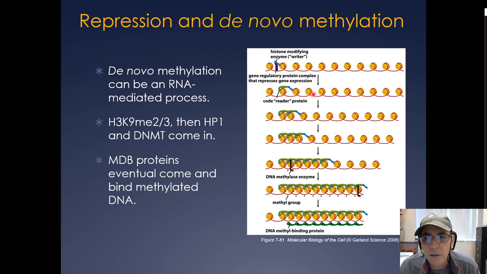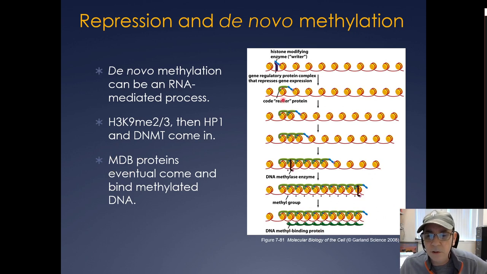Okay, so we sort of saw this with the RNAi-mediated heterochromatin, where you can have a histone reader-writer enzyme that can actually put on a heterochromatic mark, and then that can lead to spread, and then eventually the DNA methyltransferases will come in and add the methyl groups, and then you'll have methyl DNA binding proteins, or MBDs as they're called, for methyl DNA binding. Okay, that's what the acronym MBD stands for.